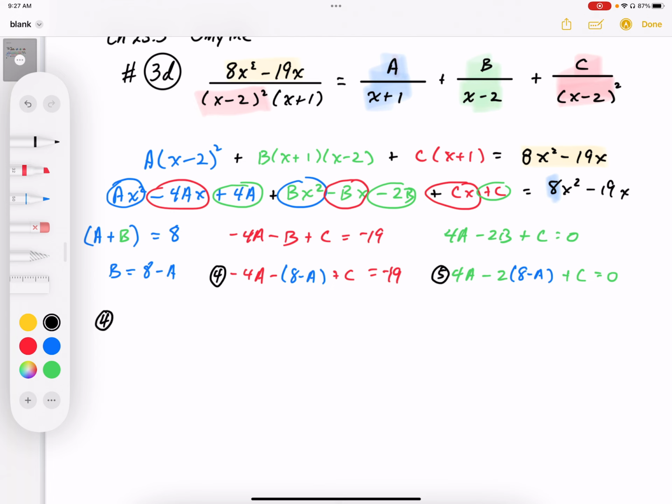So equation 4 becomes, I'm going to group my a, so it becomes negative 3a minus 8. So I'm going to plus 8 on both sides. So plus c equals negative 11. That's equation 4. Equation 5, when I group my like terms, I get 4a minus negative 2a, so that's going to be plus 2a, so that's 6a. And then plus c, I've got negative 16 on this side, so I'm going to end up with positive 16 on that side. So I'm going to subtract equation 4.